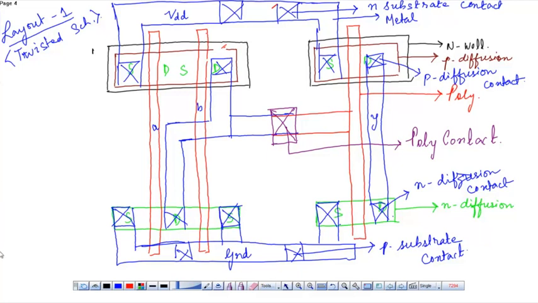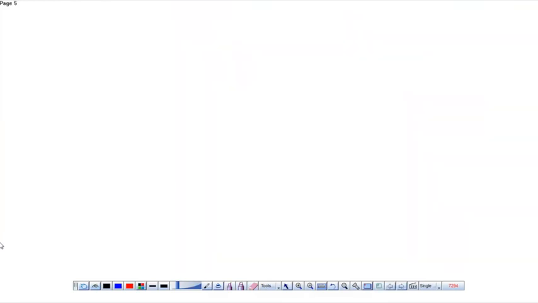Now let's see the layout of a 2-input OR gate without using the twisted schematic, in the normal form of schematic, the one we had seen in the first lecture. So this is our layout 2 from the normal schematic.